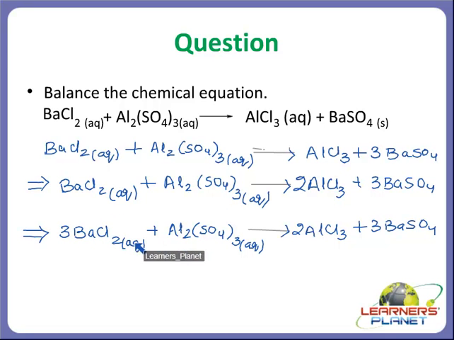Okay. Now, 3BaCl2 plus Al2(SO4) whole thrice gives 2AlCl3 plus 3BaSO4. Right? Now 3 barium on the LHS side, 3 barium on the RHS side, 6 chlorine on the LHS side, 6 chlorine on the RHS side, 2 aluminium on LHS, 2 aluminium on RHS, 3 sulfate on LHS, 3 sulfate on RHS. Right? So our equation is now balanced. Right, children?